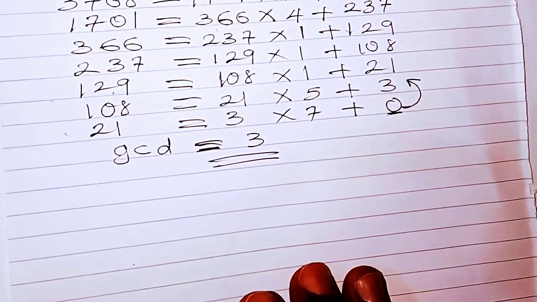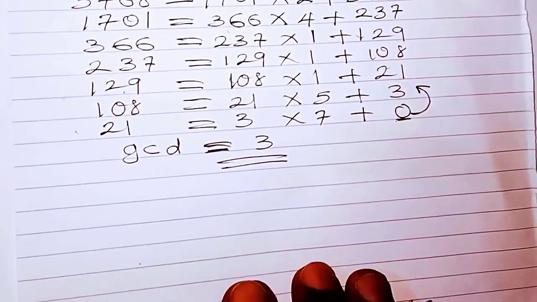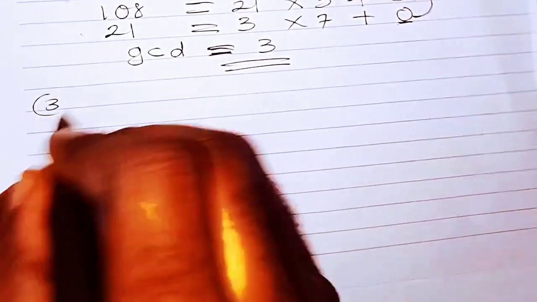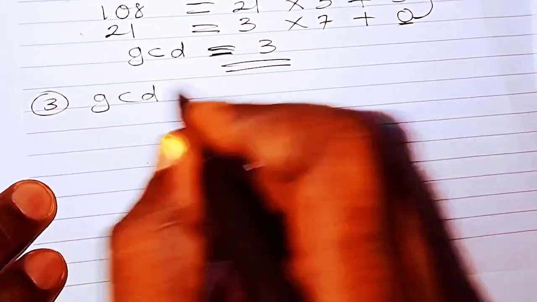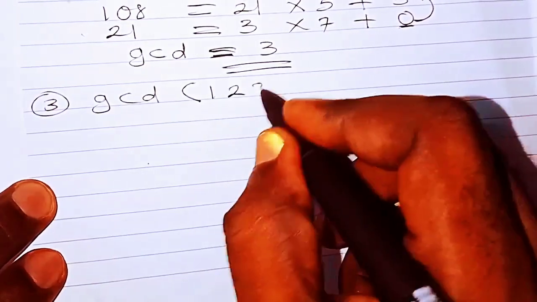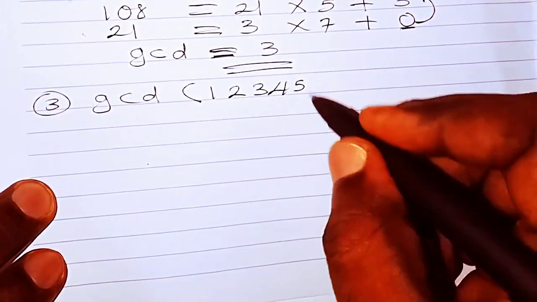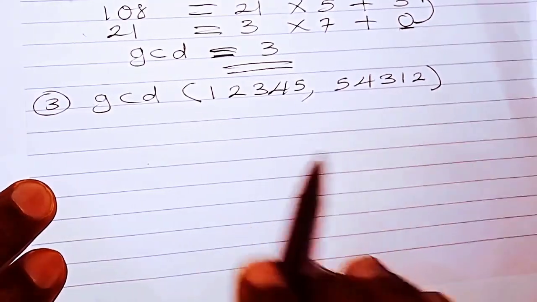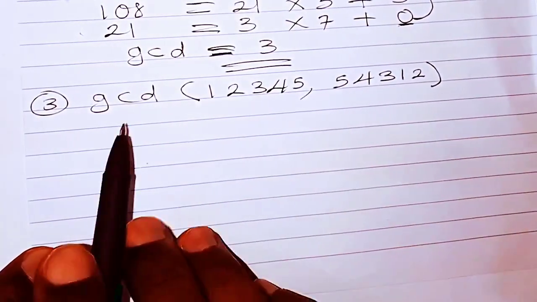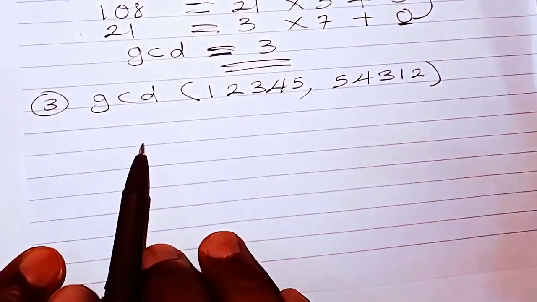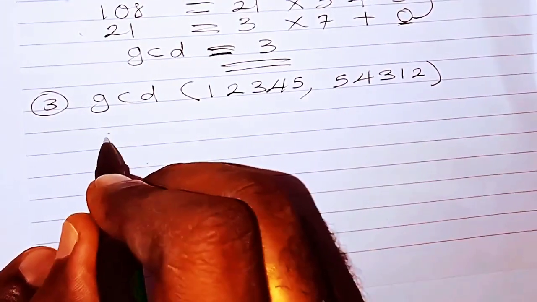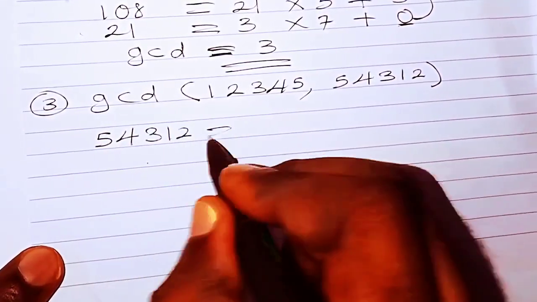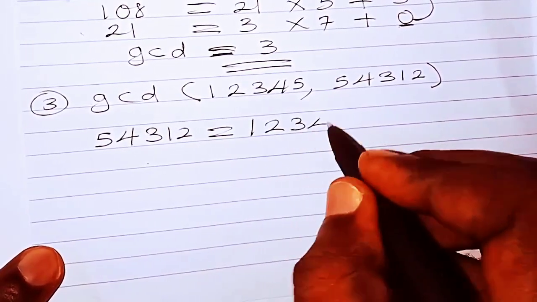Let's take a look at another calculation of GCD. In this case, we have to calculate the GCD of 12345 and 54312. So how do we get the GCD of this? Okay, don't forget the bigger number first followed by the smaller number. So the bigger number here is 54312 equal to 12345.